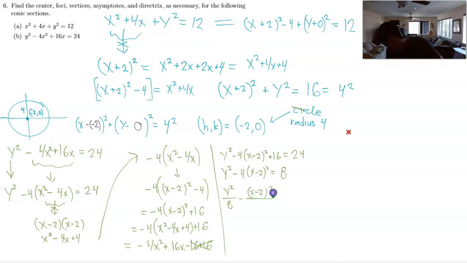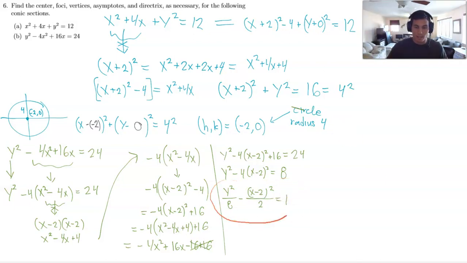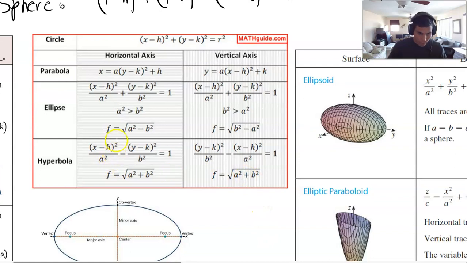4 divided by 8 is 2. And there we go. Now this looks like something. What does this look like? So there's a minus sign in the middle. So it looks something like this. Looks actually exactly like this guy over here. So it's a vertical axis hyperbola.